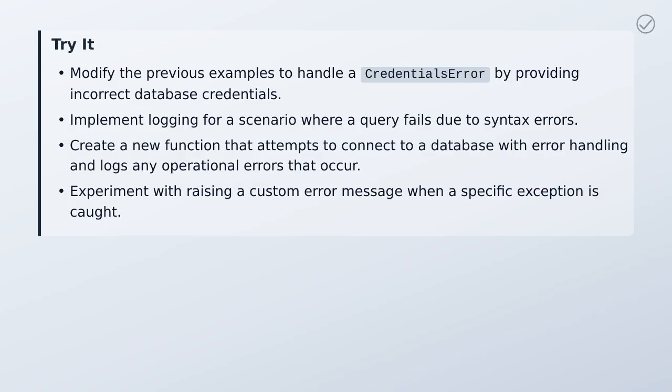Alright, your turn. Give this a try. First, modify the previous examples to handle a credentials error by providing incorrect database credentials. Also, implement logging for a scenario where a query fails due to syntax errors. Also, create a new function that attempts to connect to a database with error handling and logs any operational errors that occur. Finally, experiment with raising a custom error message when a specific exception is caught.